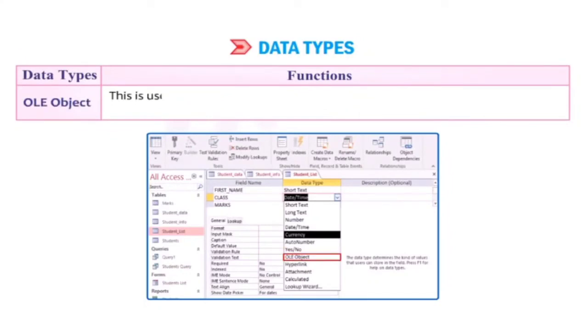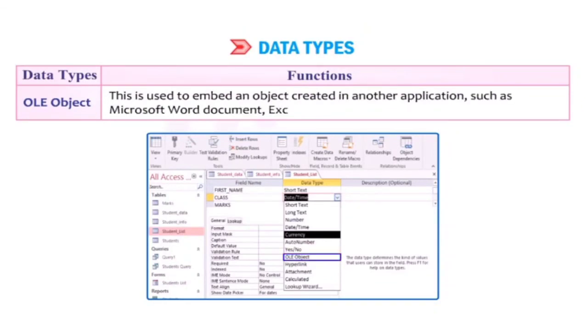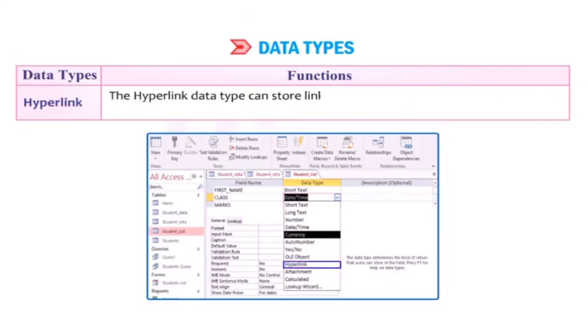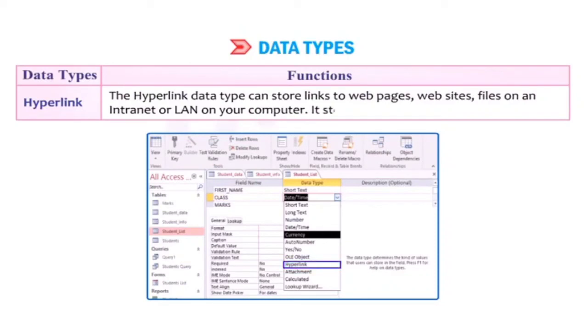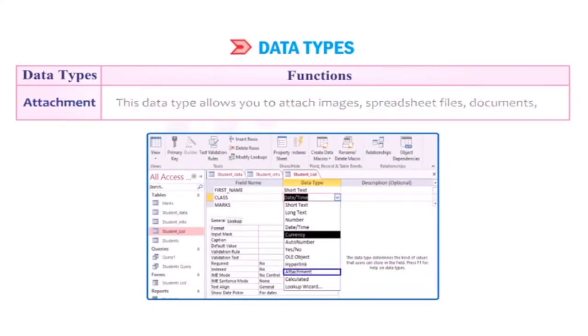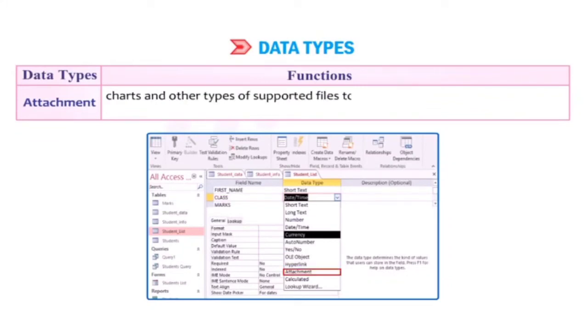OLE object. This is used to embed an object created in another application such as a Microsoft Word document, Excel spreadsheet, or PowerPoint presentation into the Access table. It stores up to 2 GB of data. Hyperlink. The hyperlink data type can store links to web pages, websites, or files on an intranet or LAN on your computer. It stores up to 1 GB of data. Attachment. This data type allows you to attach images, spreadsheet files, documents, charts and other types of supported files to the records in your database, much similar to the manner you attach files to emails.